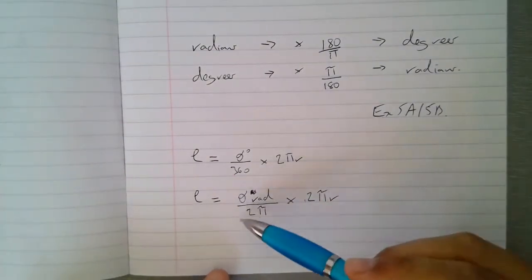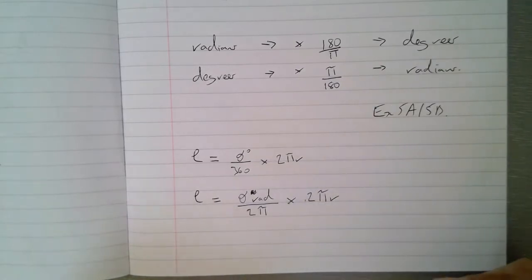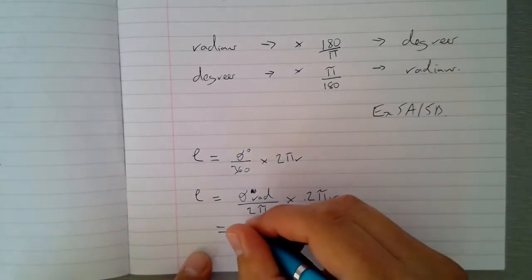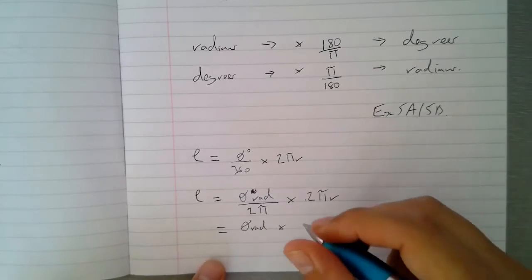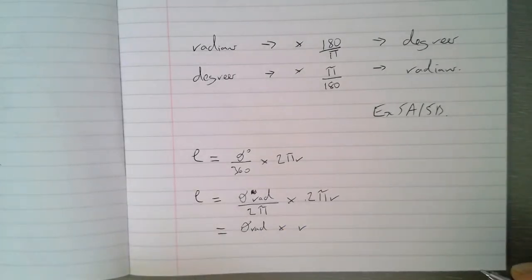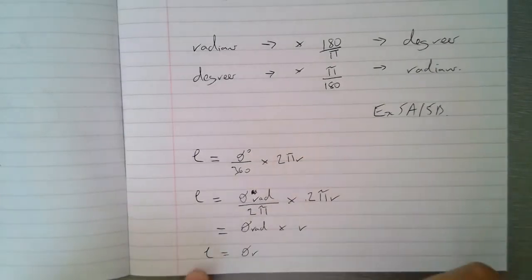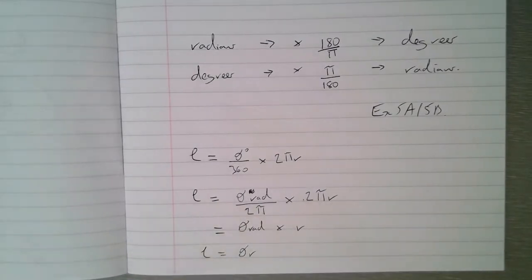So this is quite a good formula, because if you think about how to simplify this slightly, the 2 pi's will cancel with each other and we're just left with theta radians times r. Or the way you'll see this mostly written is just theta r, and it will specify that theta is indeed in radians.